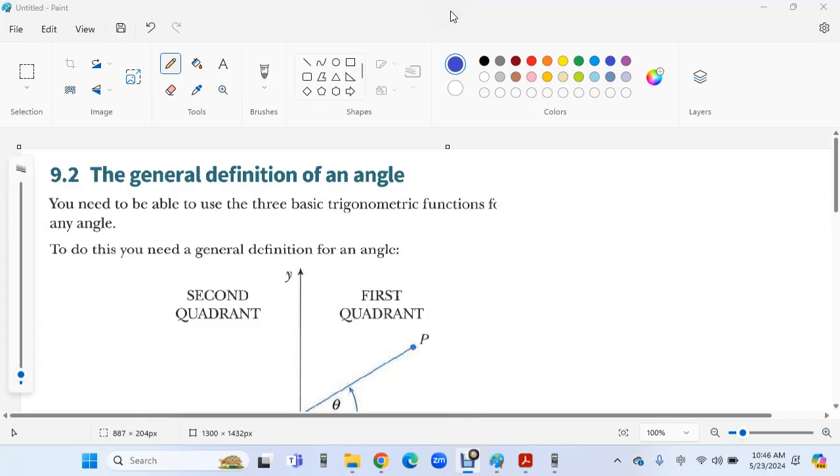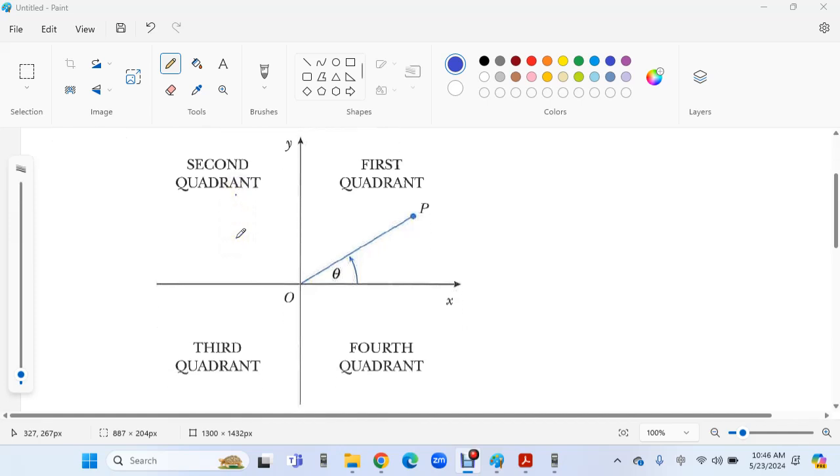9.2, the general definition of an angle. We need to be able to use the three basic trigonometry functions for any angle. To do this, you need a general definition of an angle. So we look at this.